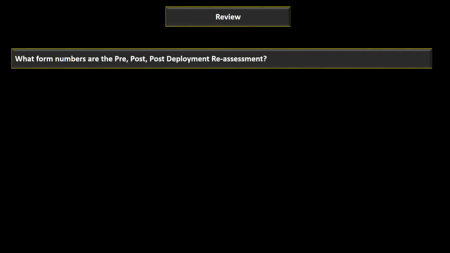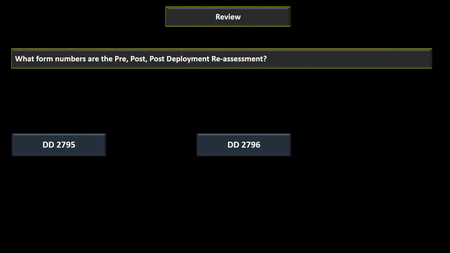So a little bit of review of what we've gone over so far. What are the form numbers of the pre, post, and post-deployment reassessment? We have the DD2795 for our pre-deployment health assessment. We have the DD2796 for our post-deployment health assessment, and the DD2900 for our post-deployment reassessment.